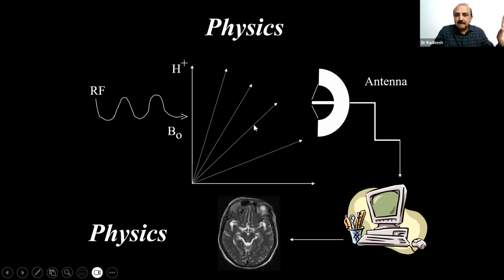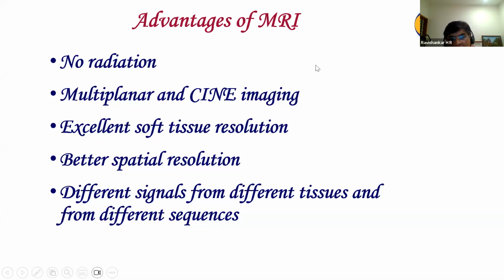Clear? Very clear. Okay. Now, let's go to the advantages of MR. There is no radiation in MR. What radiation is not there? The X-ray radiation is not there.